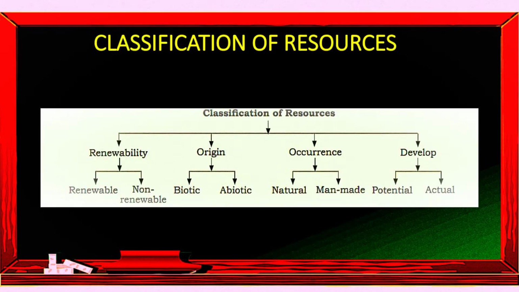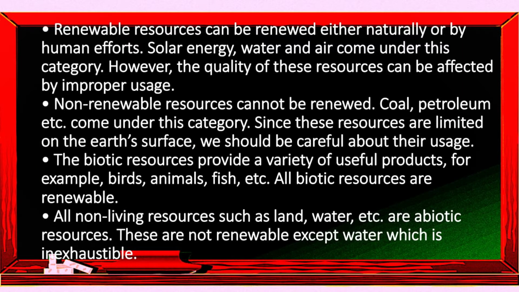Classification of resources. Classification of resources is done on the basis of A. Renewability, B. Origin, C. Occurrence, D. Development. Renewable resources can be renewed either naturally or by human efforts. Solar energy, water and air come under this category. However, the quality of these resources can be affected by improper usage.